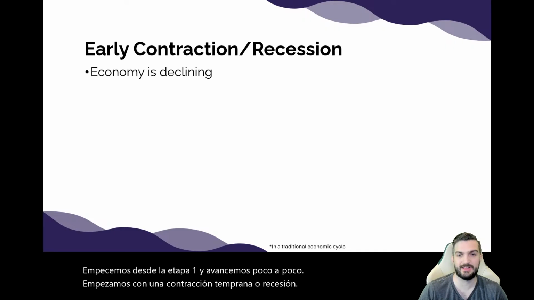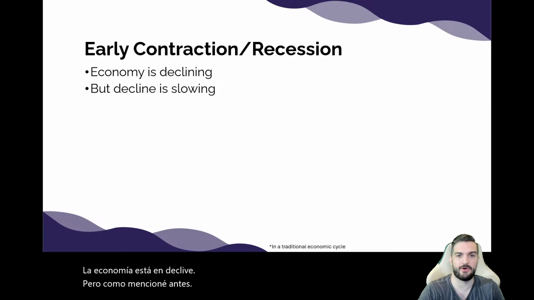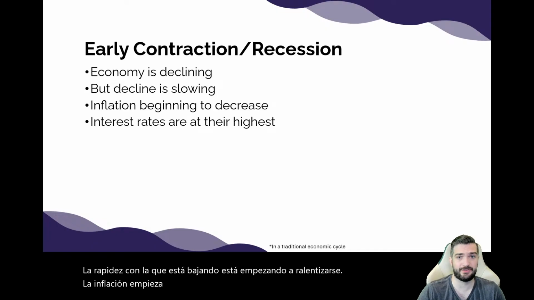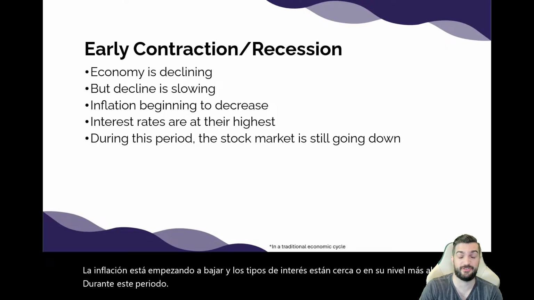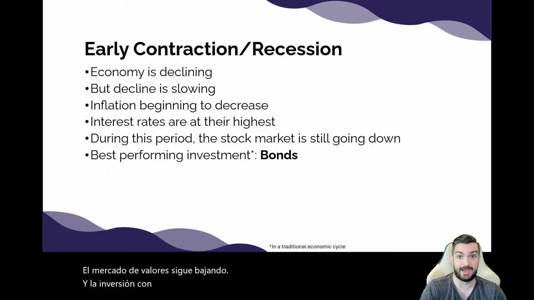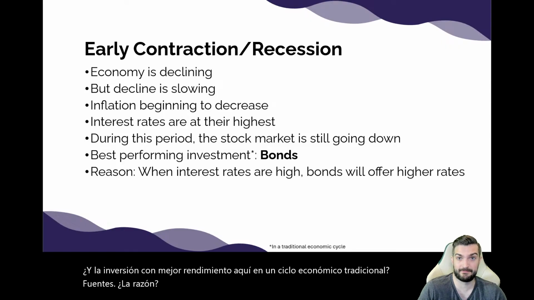The economy is declining, but as I mentioned before, how quickly it's going down is starting to slow down. Inflation is beginning to go down, and interest rates are close to or at their highest level. During this period, the stock market's still going down. And the best performing investment here in a traditional economic cycle: bonds. The reason? Interest rates are high.